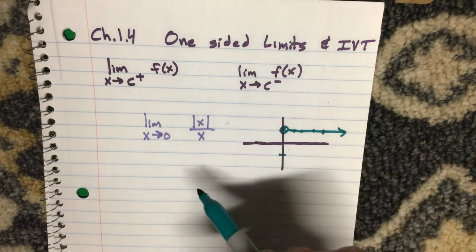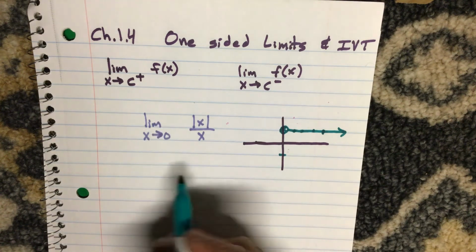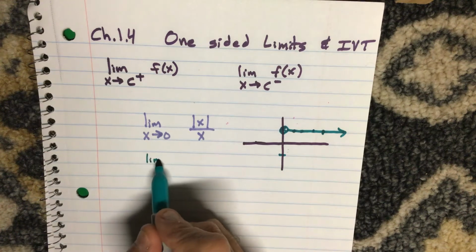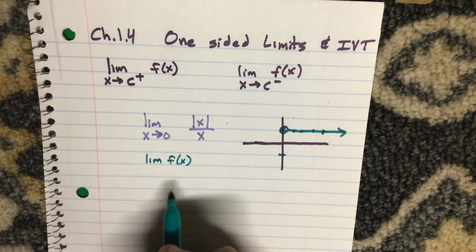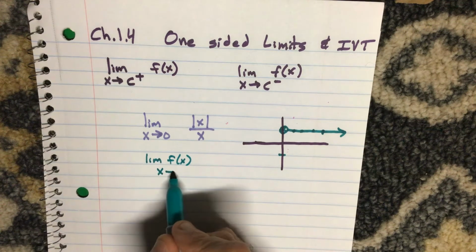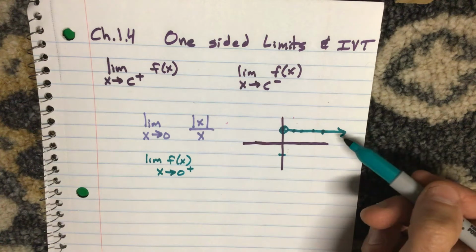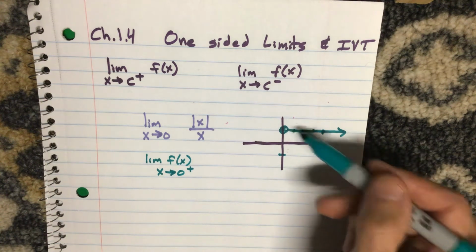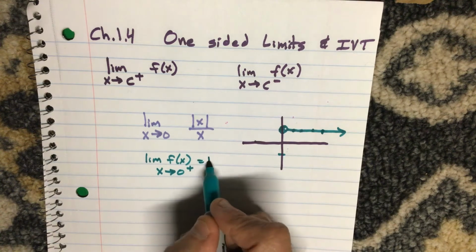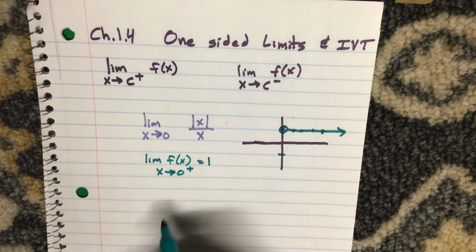So the limit of this function, the limit of f of x as x approaches 0 from the right. As we come from the right towards 0, you're getting closer and closer to the y value being 1. So the answer is 1. So the right-sided limit is 1.